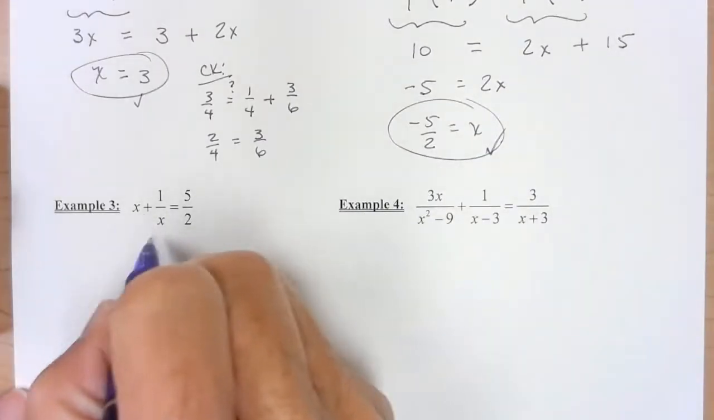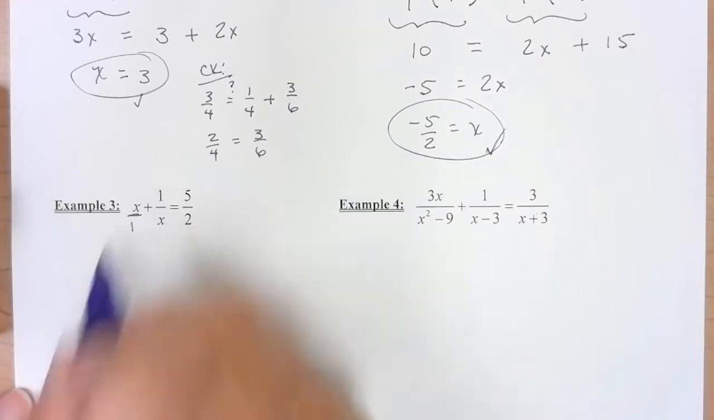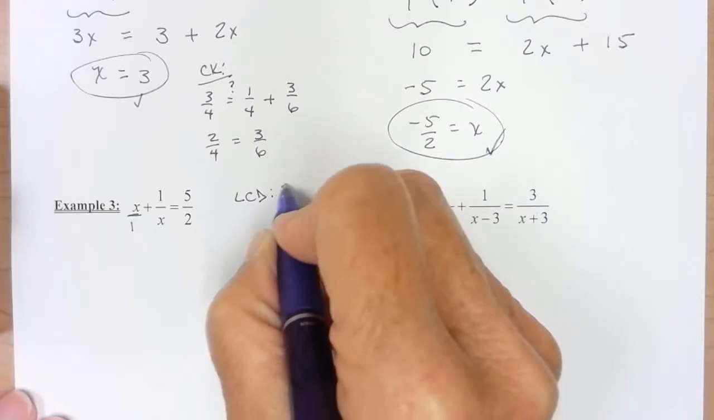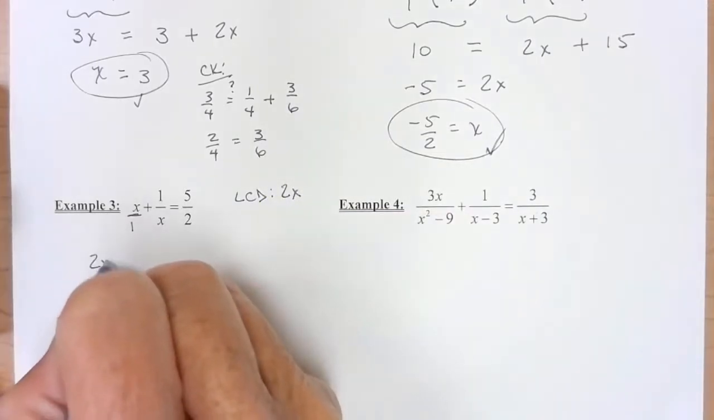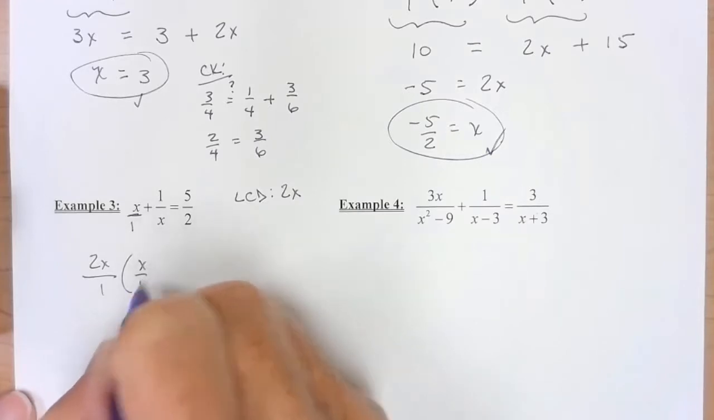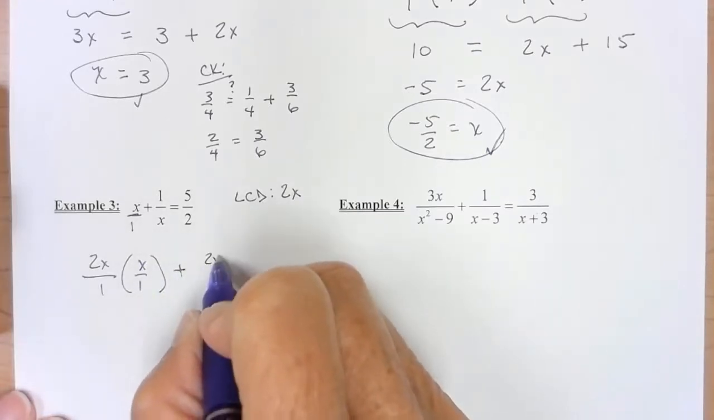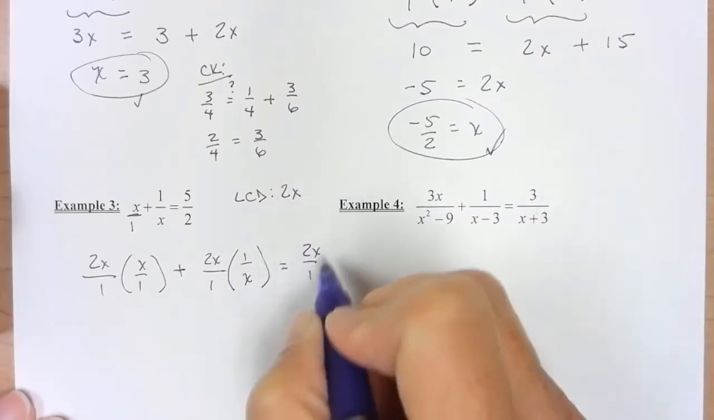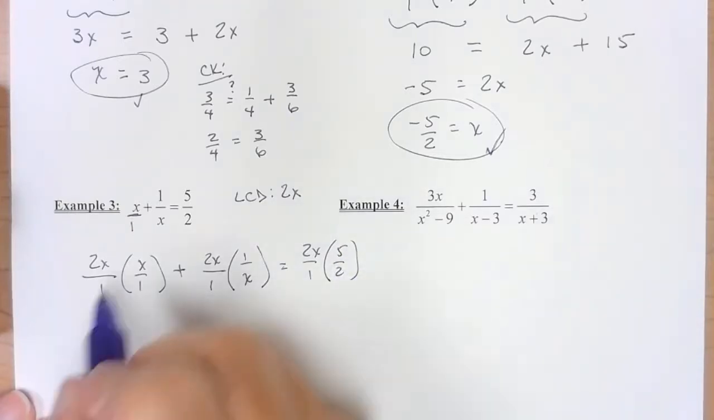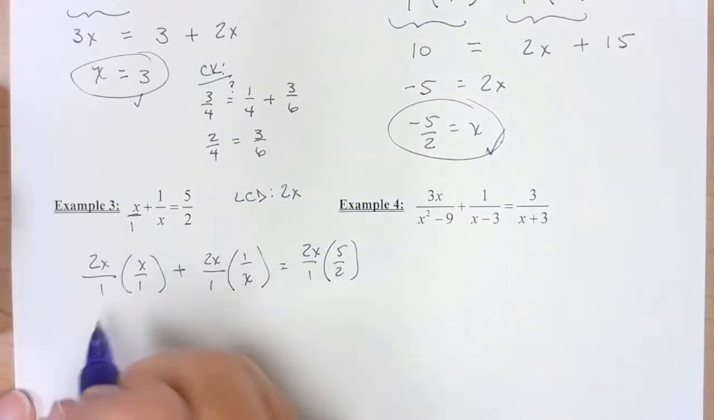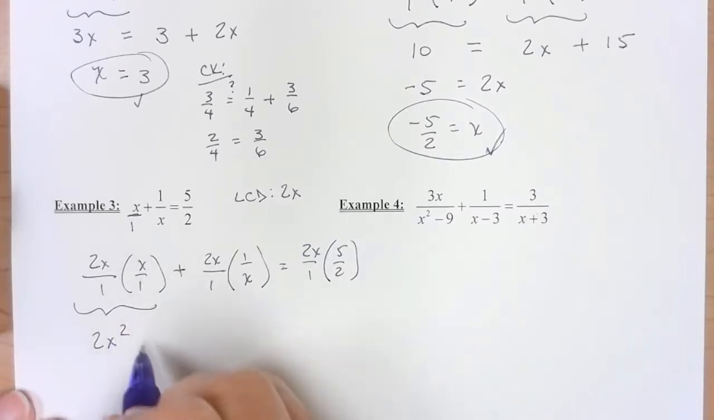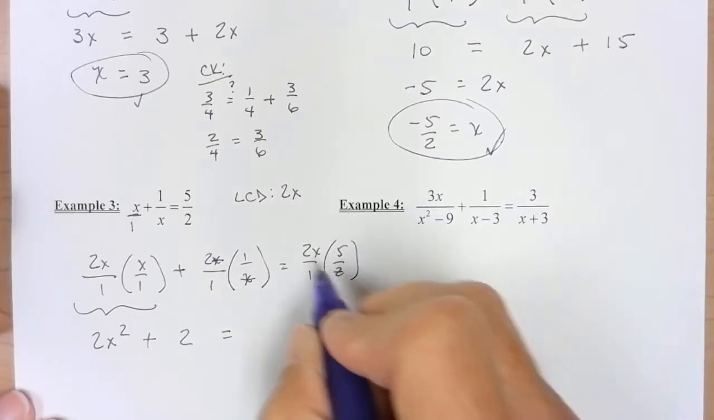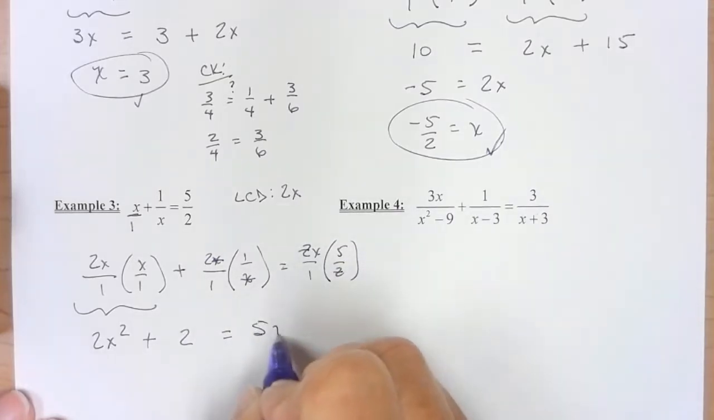If you have any terms that do not have a denominator, put them over 1. So in this, I can't factor either one of those, so my LCD would be a combination of those. So 2x over 1 times x over 1, 2x over 1 times 1 over x, 2x over 1 times 5 over 2. Nothing cancels here, so I've got 2x times x, or 2x squared, plus the x's cancel, so I've got 2 times 1 equals, only the 2 cancels, so I end up with 5x.